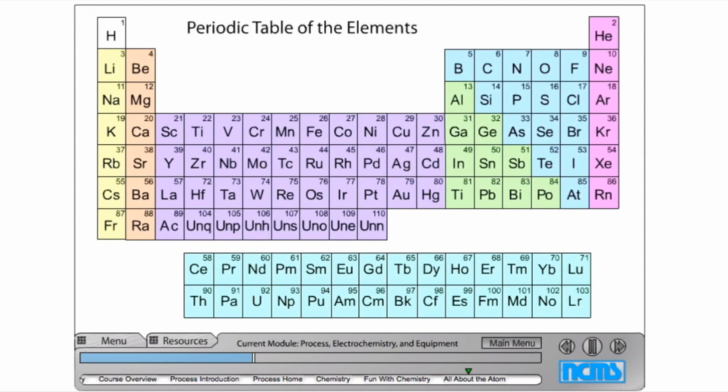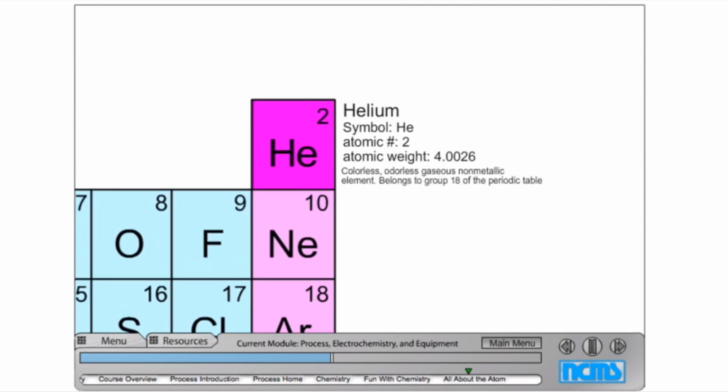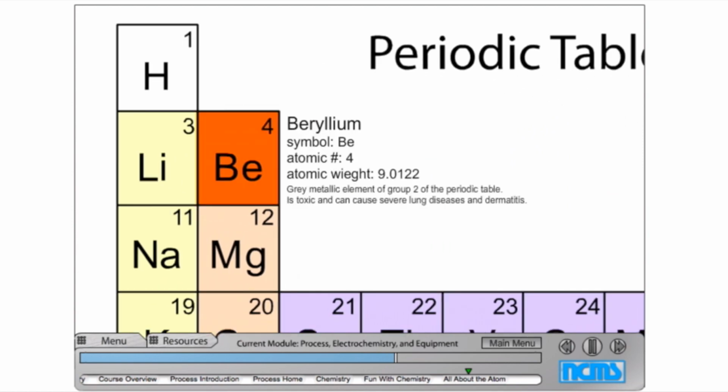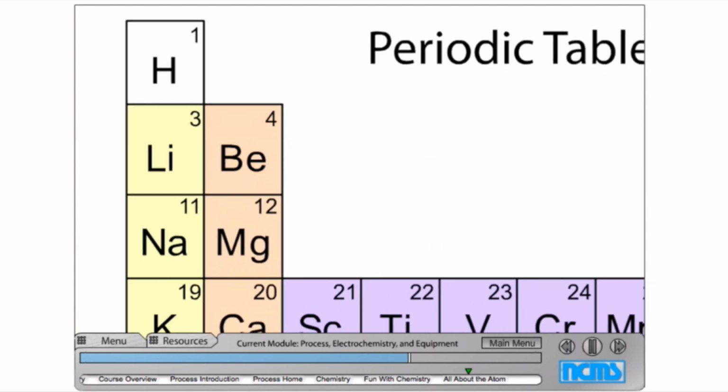Each element is classified by atomic number, the total number of protons in the atom's nucleus. In their purest forms, the number of electrons and protons in an element are equal. The element helium, for example, has 2 electrons and 2 protons, so its atomic number is 2. The element with 3 of each is lithium, the element with 4 of each is beryllium, and so on.